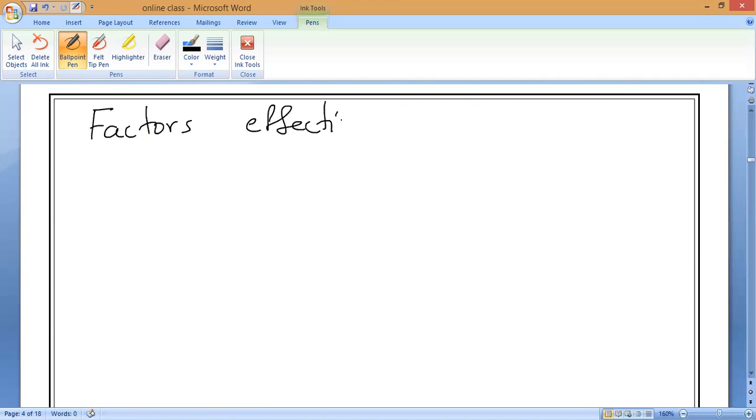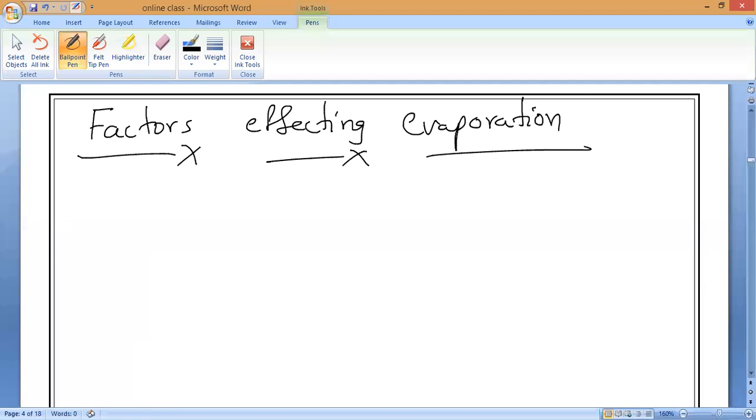Factors affecting evaporation. Shall we start now, everybody? Yes, please. This is all not new, what we know only. The first factor is called temperature. What is the first factor, guys? Temperature. You understand? Let us explain it also.